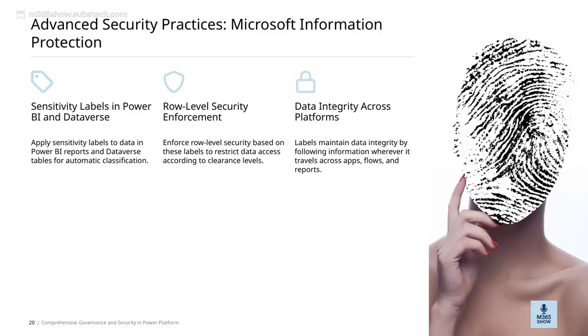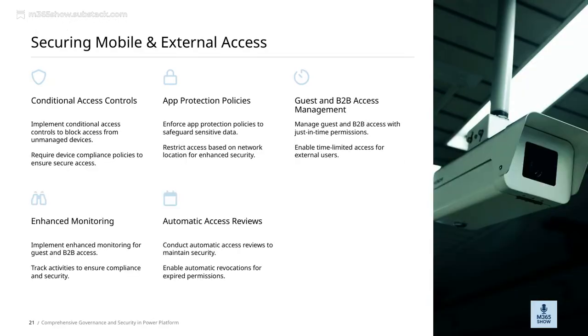Overall, these practices help us safeguard information across the entire platform, aligning with our broader goal of maintaining data integrity and security at every level. Let's talk about securing mobile and external access, which is a critical part of maintaining a strong security posture in the Power Platform. First, conducting automatic access reviews helps us regularly verify who has access and whether they still need it. This proactive approach ensures that outdated or unnecessary permissions are removed promptly, reducing potential security risks.